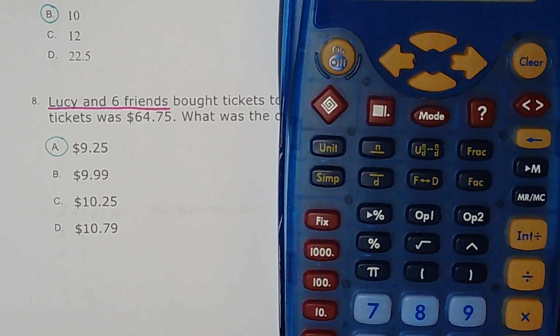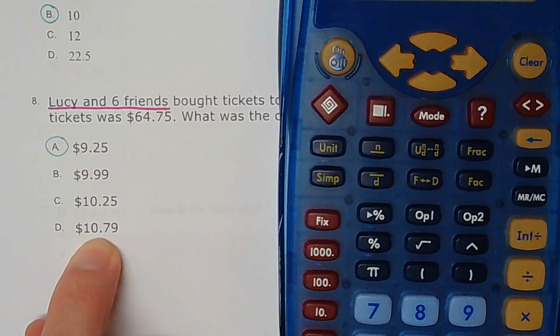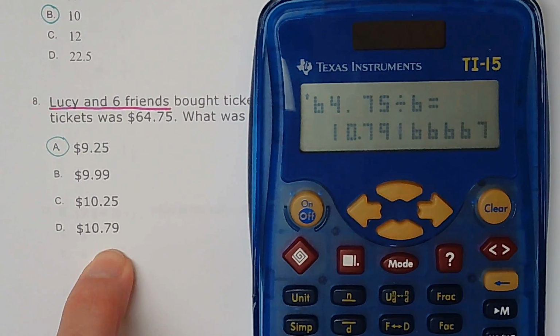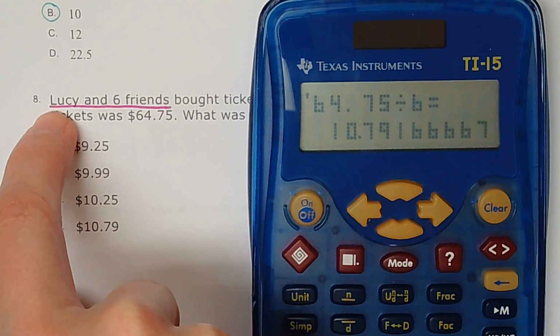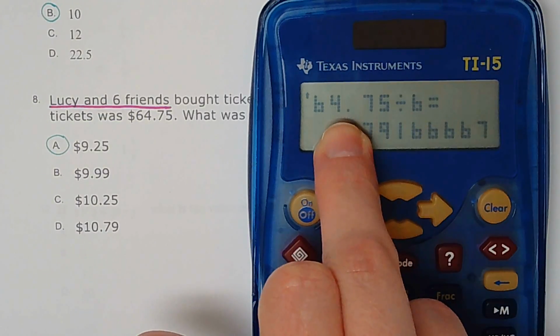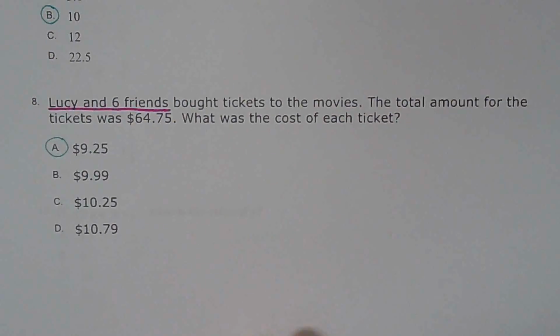But let me show you 64.75 divided by 6, 10.7, and look, they put that answer because they're counting on you messing this up and thinking that it's only 6 friends instead of 7. Because remember, you have to include Lucy. Remember, I put the 64.75 first because it's money, and money always goes first. You want to take care of your money. Okay?